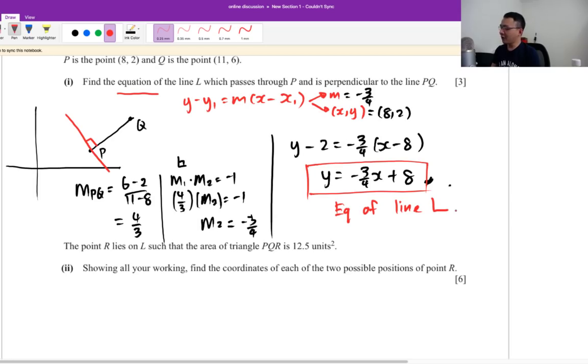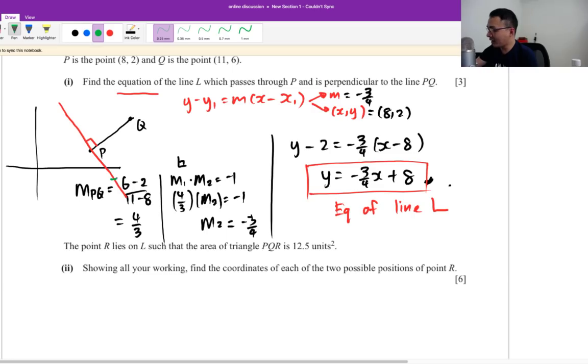Alright, so the point R lies on L such that the area of PQR is 12.5. So that means now you have R somewhere here. Let's just make the line longer to give you some idea.